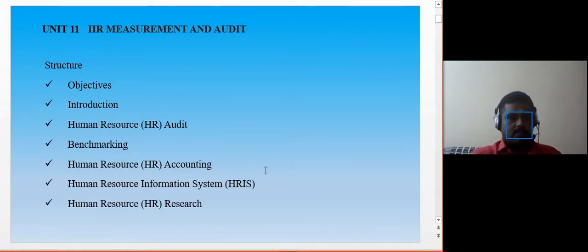The structure: the objectives, introduction, what is called a human resource audit, benchmarking, human resource accounting, human resource information system, and human resource research.